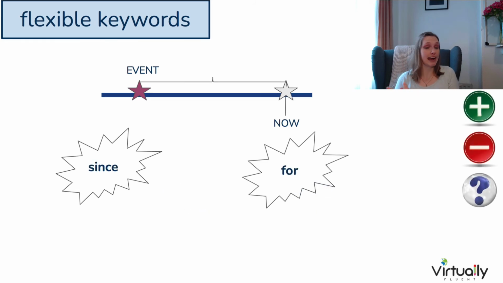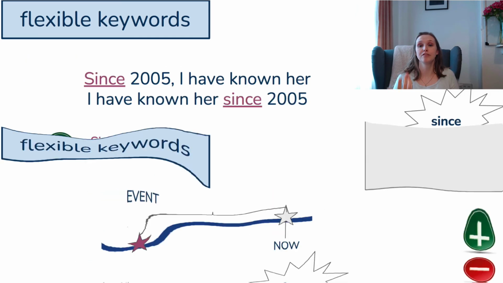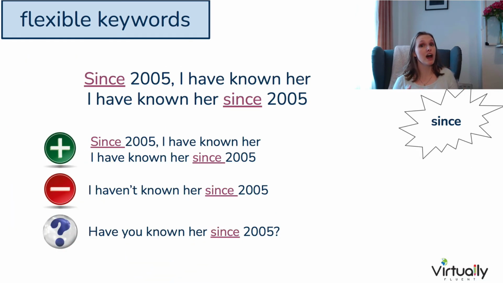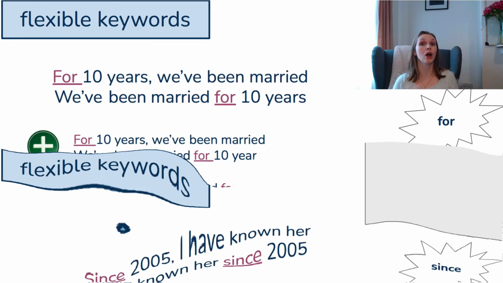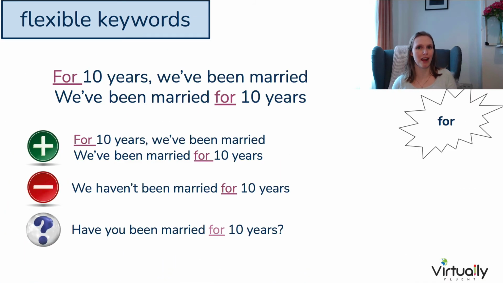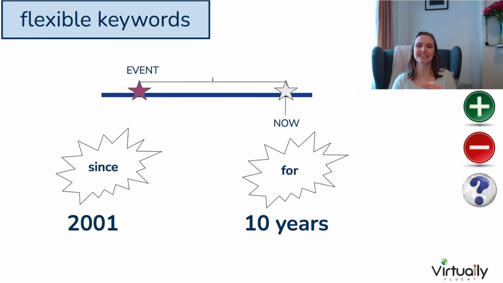And both of them, as I said, are used in the same way. Affirmative, negative, question, totally fine. The only difference is that period or quantity of time that follows immediately after. For example, since 2005, I have known her. I've known her since 2005. Or for 10 years, we've been married. We've been married for 10 years. If we put both of those together, you can see the different types of times that are used.